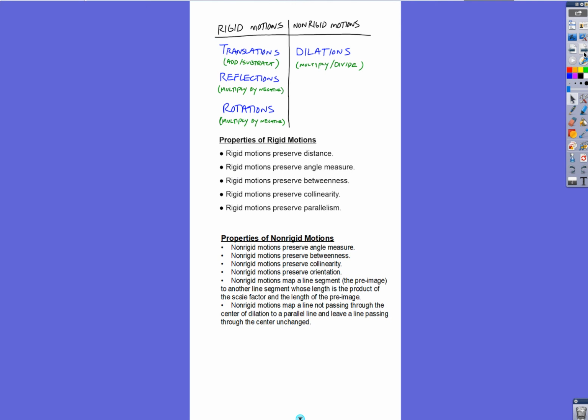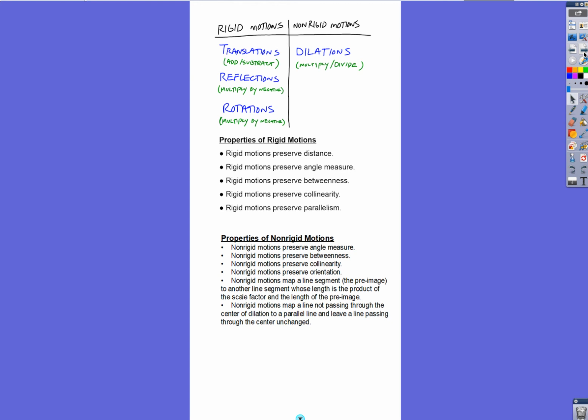Multiply. I heard someone say multiply. The properties of rigid motions. Dilations are the only non-rigid motion. The other three are considered to be rigid motions. A dilation is a non-rigid motion.